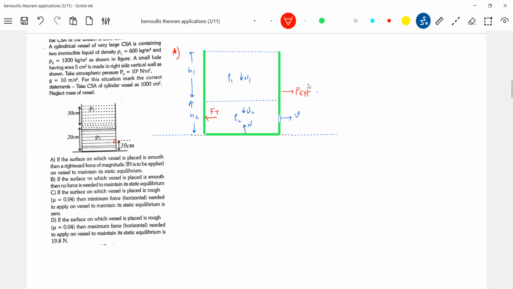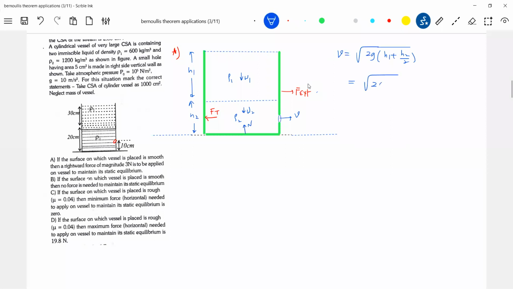For that, we should know velocity of efflux. What is the expression for velocity of efflux? V is equal to root of 2g (H1 plus H2 by 2). Will I agree? Because 10 centimeter, 20 centimeter, the hole is exactly located at middle level of the second liquid.